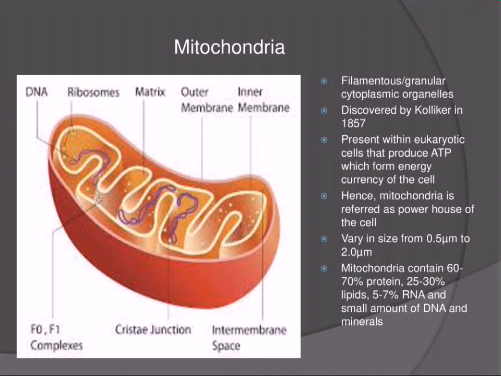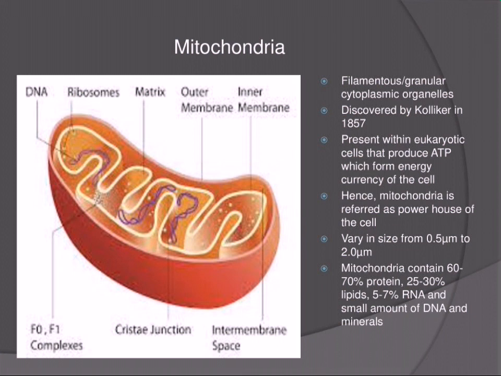Since this mitochondria produces energy, ATP, mitochondria is referred to as the powerhouse of the cell. Mitochondria vary in size from 0.5 micrometers to 2 micrometers. Mitochondria contain 60 to 70% of proteins, 25 to 30% of lipids. Lipids are fats. 5 to 7% of RNA, and a small amount of DNA and minerals. So this is the general introduction of mitochondria.